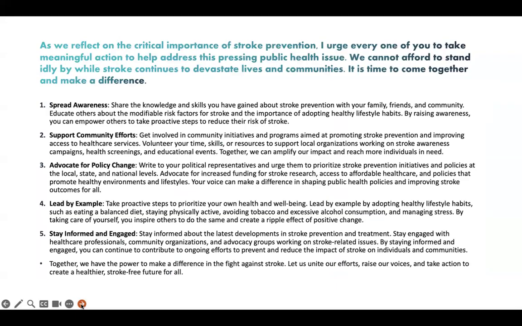As we reflect on the critical importance of stroke prevention, I urge every one of you to take meaningful action to help address these pressing public health issues. We cannot afford to stand idly while stroke continues to devastate lives and communities. It is time to come together and make a difference. So we need to spread awareness, support community efforts, advocate for policy change, lead by example, and stay informed and engaged. Together we have the power to make a difference and fight against stroke.